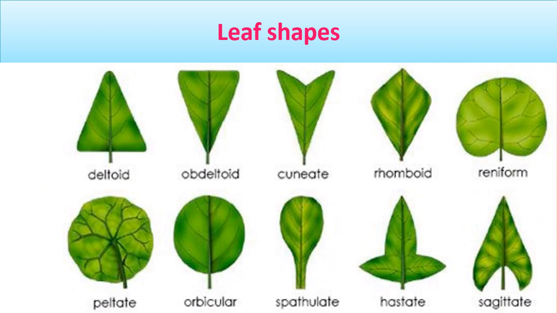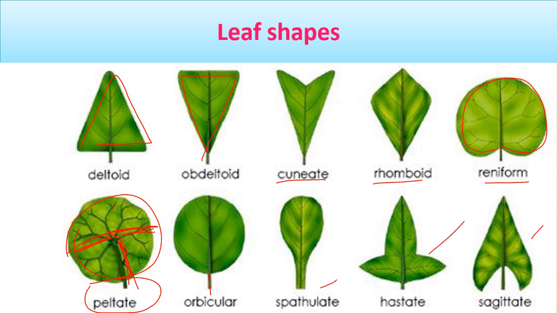This is deltoid, obdeltoid, cuneate, rhomboid, reniform, like a drop of water, peltate. This is actually the stalk and this is actually the leaf. So this is right angled and it looks like a capital T, and that is called a peltate shape. Then this is orbicular, this is spatulate, hastate, sagittate. Sagittate is arrowhead shaped, that is called sagittate.